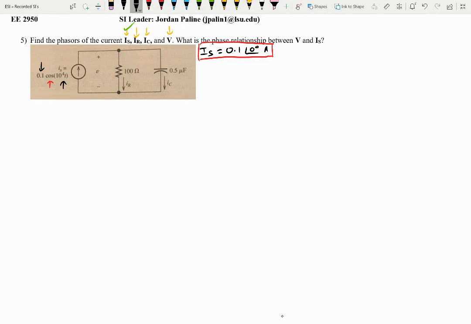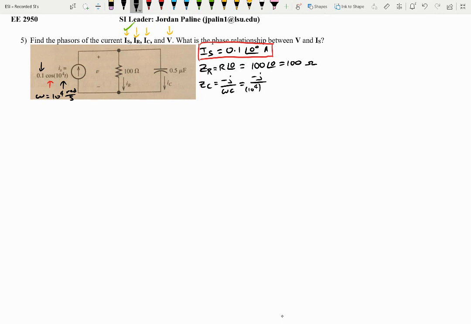To relate these two, we're going to have to use the impedance values. So let's write those out. Z of R is just R at angle 0, so it'll be 100 at angle 0, which is just the same thing as saying 100 ohms. Then we have this capacitance value here. It's going to be negative j over omega C, and our omega here is 10 to the 4th radians a second.